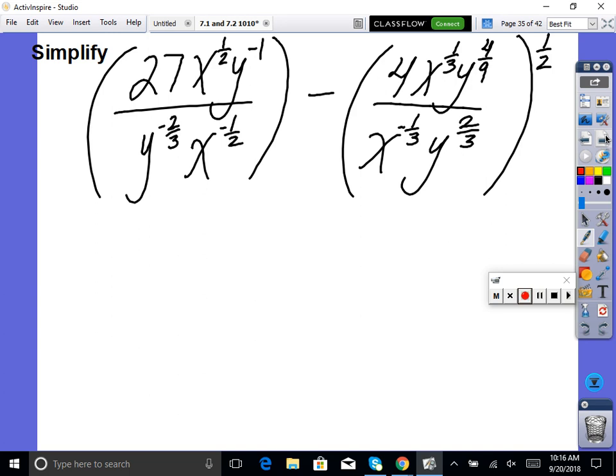What do you mean, distribute the negative? Where would you distribute it to? There's not multiple terms. Do you see? There's not multiple terms here.